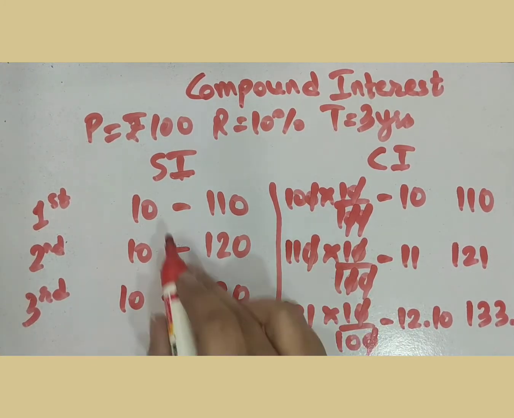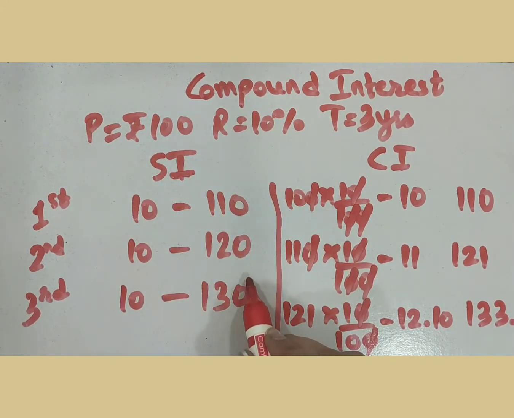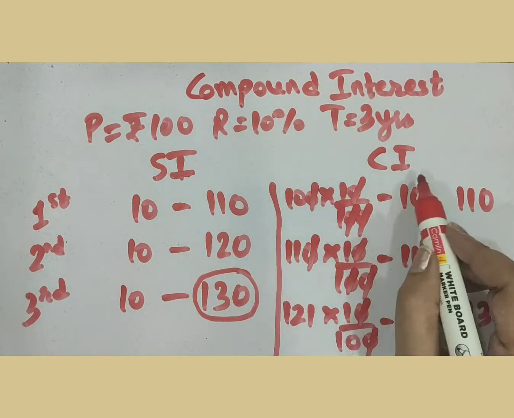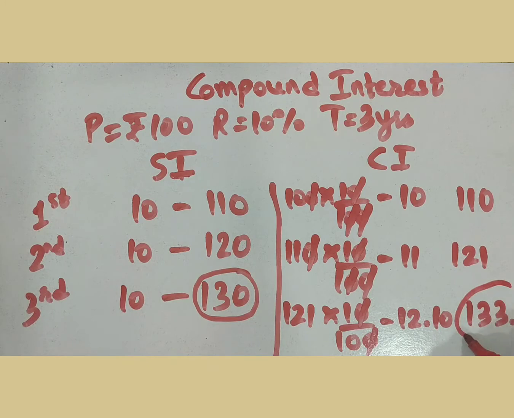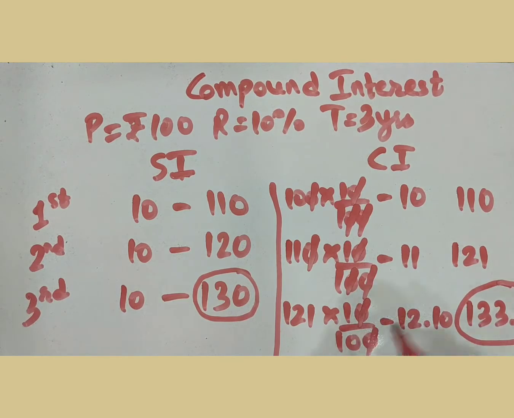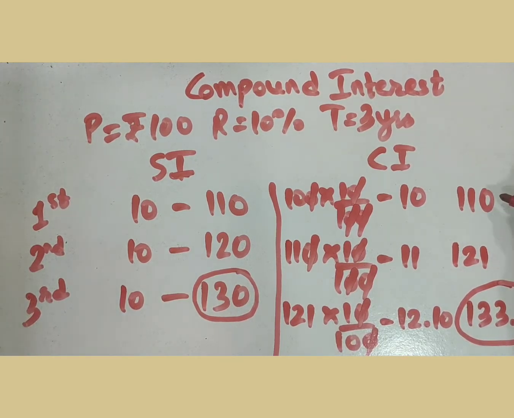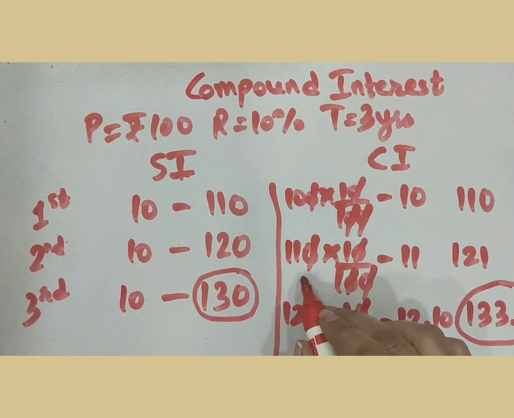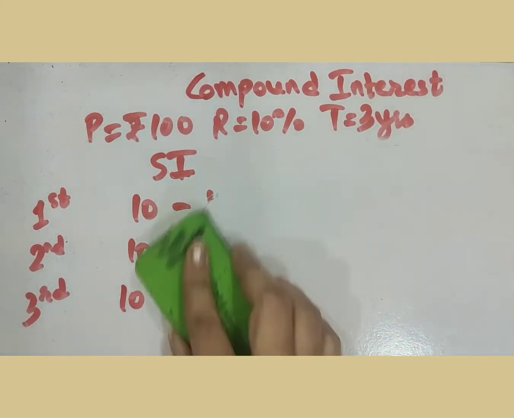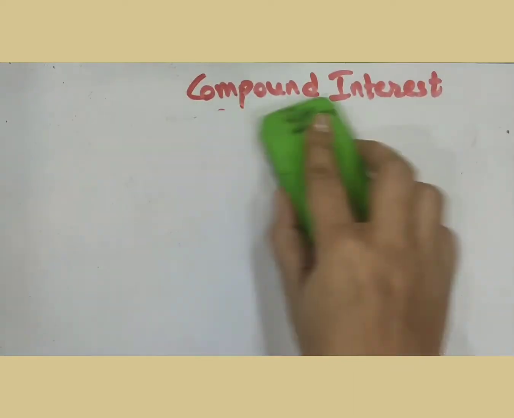The person has to pay 130 rupees if he finds it with the help of simple interest. But if the interest is compounded, then he has to pay this much money. So in compound interest, just remember that the amount for the first year becomes the principal for the second year, and the amount for the second year becomes the principal for the third year. But suppose you have to find for 10 years like this, then it becomes very tedious. So for that there is a generalized formula. Let us see that generalized formula.